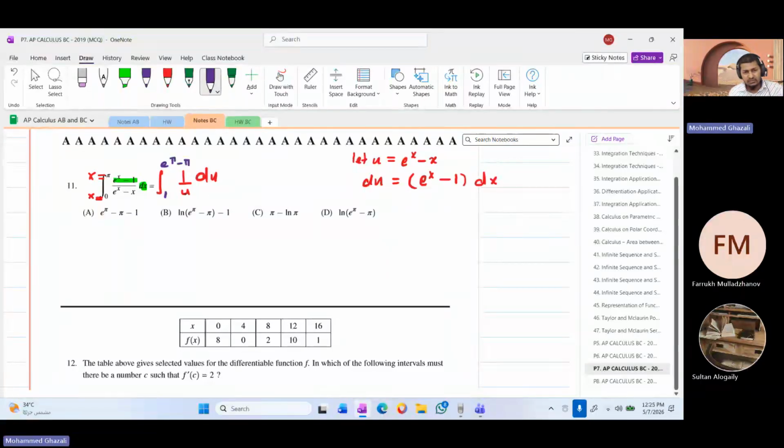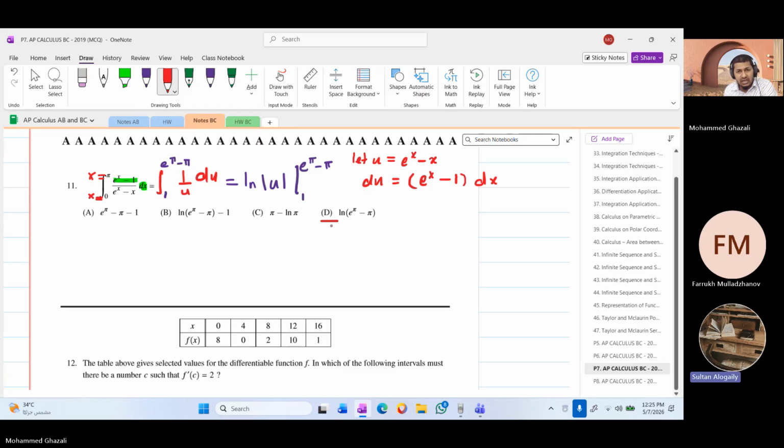Now, what's the integral of 1 over u? That is just ln of the absolute value of u. And what are my boundaries? From 1 to e to the power pi minus pi. Now, if you substitute e to the power pi minus pi, you'll get ln of e to the power pi minus pi. And if you substitute 1, you're going to get ln of 1, which is 0. So the answer is just ln of e to the power pi minus pi.